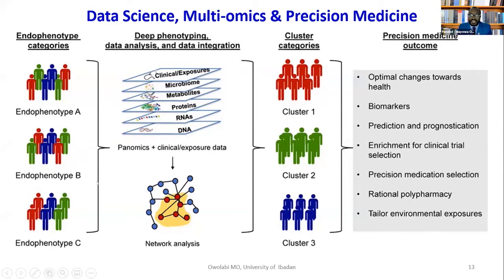This requires genomics, transcriptomics, epigenomics, metabolomics, and bringing all of these together, analyzing all of these together using data science tools to come up with a better understanding, a clearer understanding of the underlying disease pathology and molecular targets that can be targeted to bring down the burden.